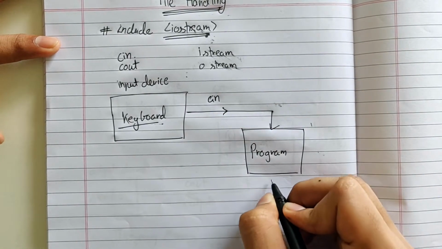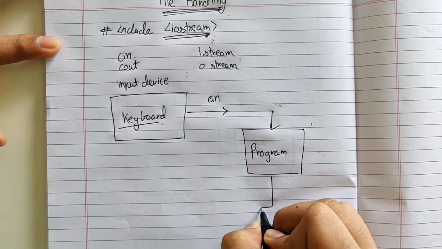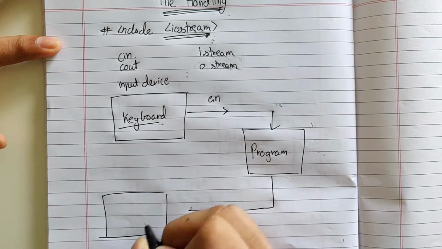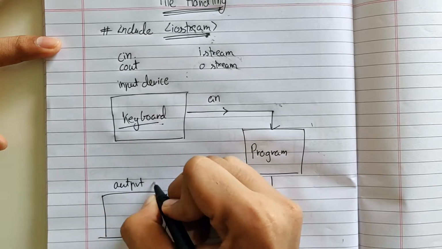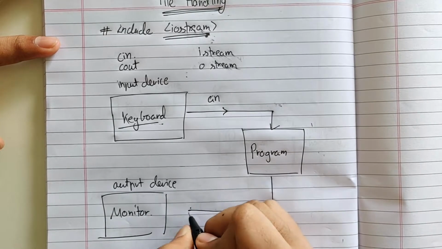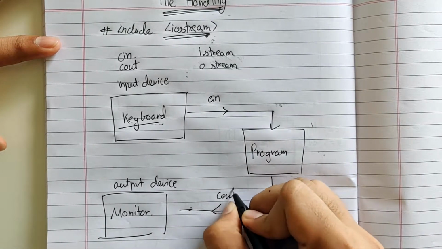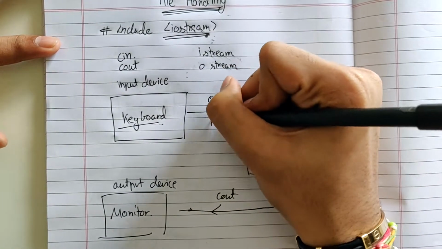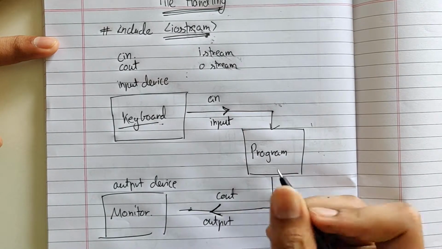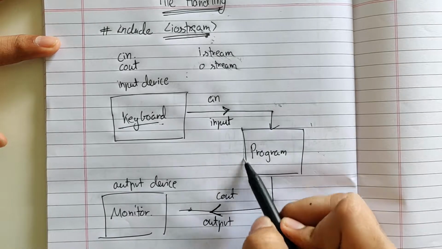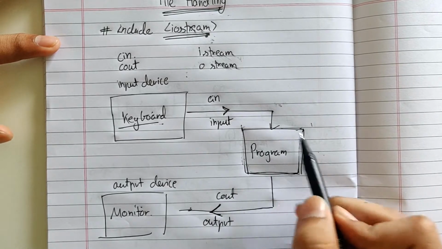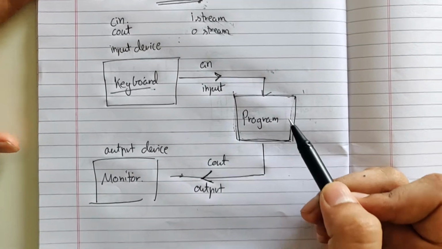And then if you want to display the same thing, we use an output device. In this case, the output device will be a monitor. So this is using cout. So cin will give the input, and cout gives us the output. These input and output devices are connected by a program. The program is where we write the code, and it handles the data. So what sort of data does it handle?